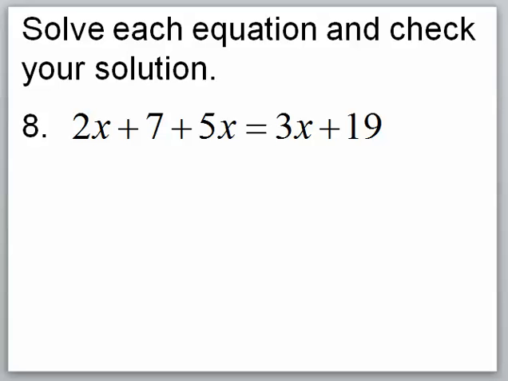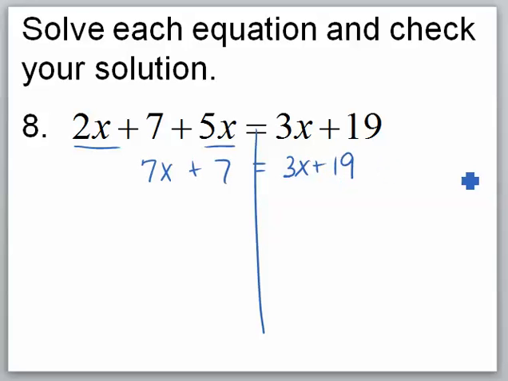In this next problem here, I've got lots of x's. On the left-hand side, I can combine my 2x and my 5x, which gives me a 7x. On the right-hand side, I can't combine anything. I'm going to pick my smallest variable because I have variables on both sides. I'm going to pick my 3x, which means I'm going to move it by putting a -3x on both sides.